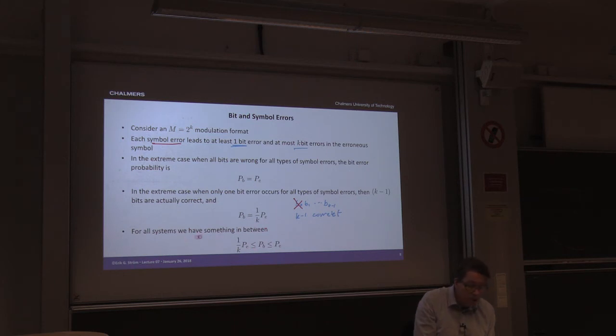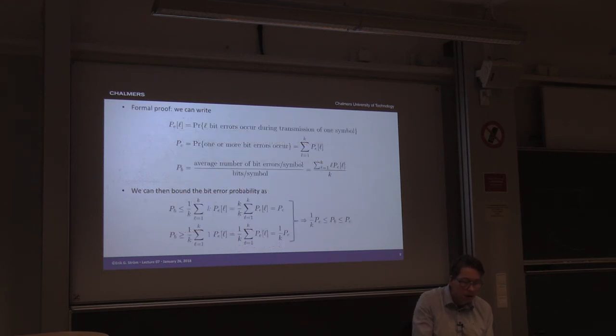So anyway, for all systems, the bit error probability is in between these two extremes. It's less than the symbol error probability, but it's greater than 1 over k times the symbol error probability. One final thing. Here's the formal proof.